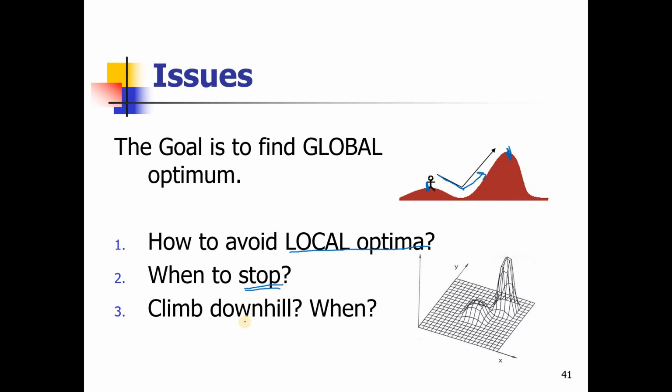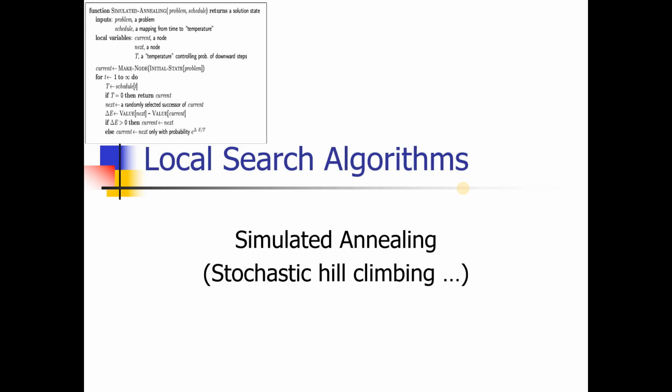When you are looking for the global maximum, sometimes you should allow yourself to climb downhill. Allow a little bit of going down, and that's the issue with hill climbing. There is no solution in this approach.